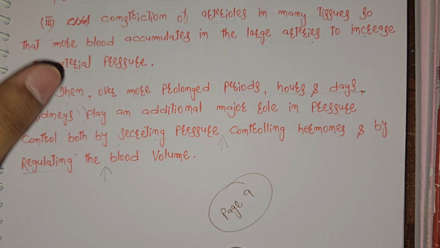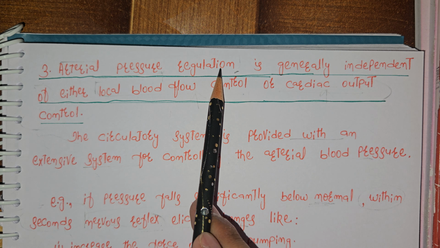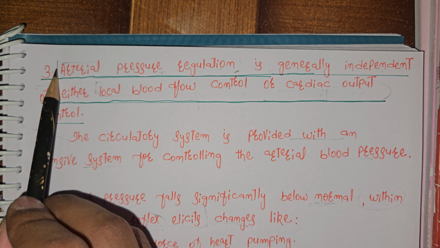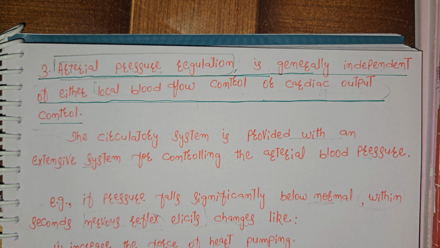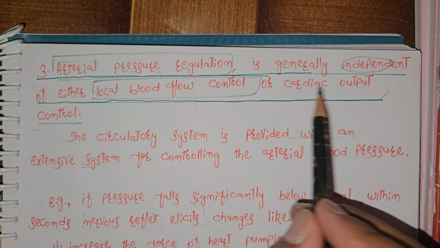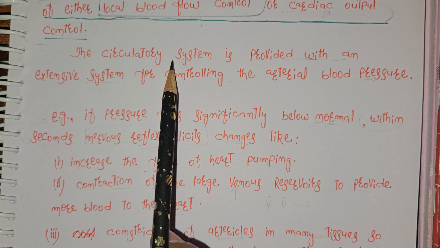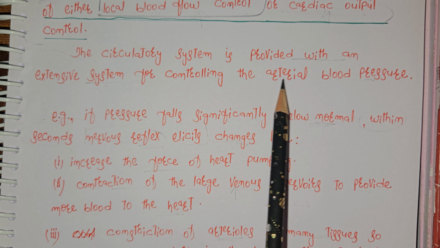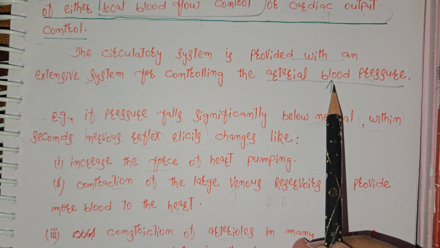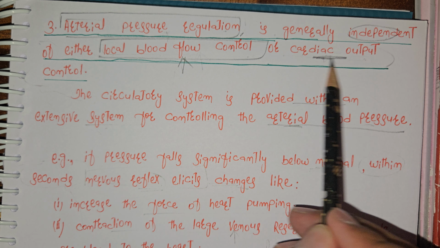Now moving on to principle number three, the last principle. Arterial blood pressure regulation is generally independent of either local blood flow control or cardiac output control. It does not depend on local blood flow control or cardiac output control. Now we will explain this principle. The circulatory system is provided with an extensive system of controlling the arterial blood pressure, and this is independent of local blood flow control and cardiac output control.